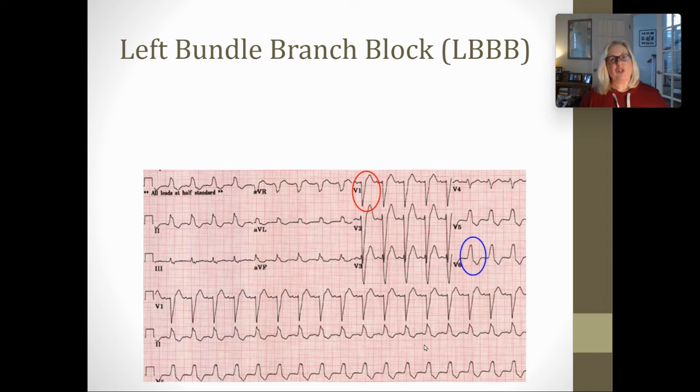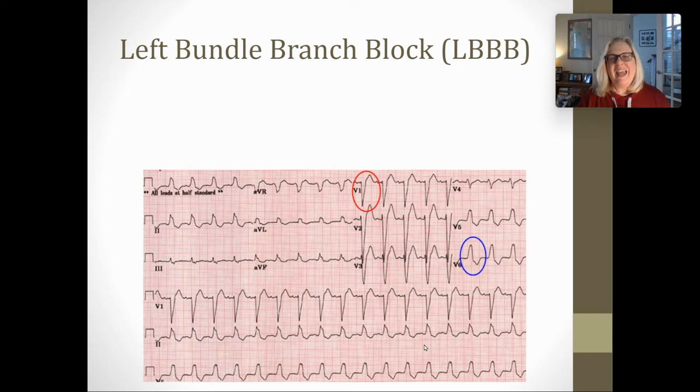Okay, let's get into the bundle branch blocks. Let's talk about our left bundle branch block. So remember, our heart has the septum down the center, and each of the bundle branches runs down each side. We have the right bundle branch and the left bundle branch running down each side of the septum. And when they take a turn, they become Purkinje fibers. So when we have a left bundle branch block, we have a blockage in the electrical flow of the left bundle branch that runs down that septum.